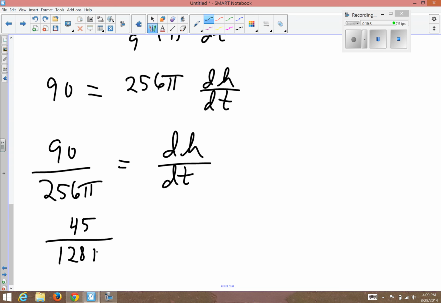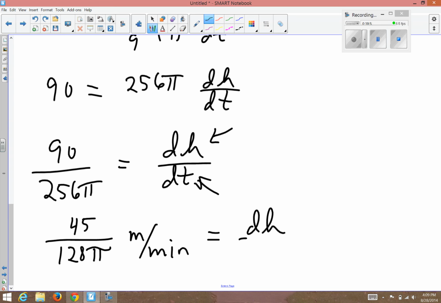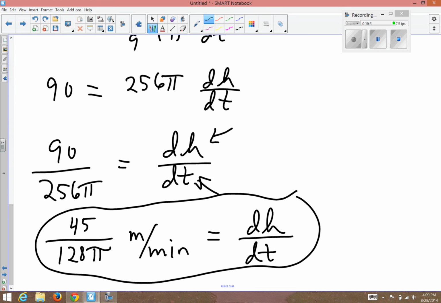The pi is in the denominator. The h up here would be the height of the pile. That would be measured in meters. The t on the bottom is time, and that's measured in minutes. That's why meters per minute is the label for this answer, which is the derivative of h with respect to t.